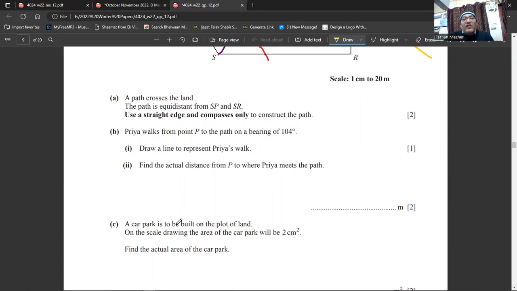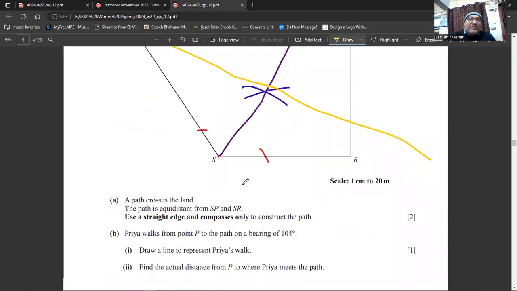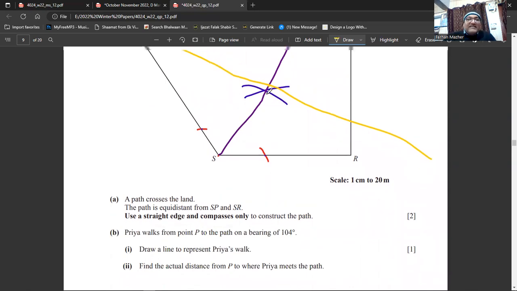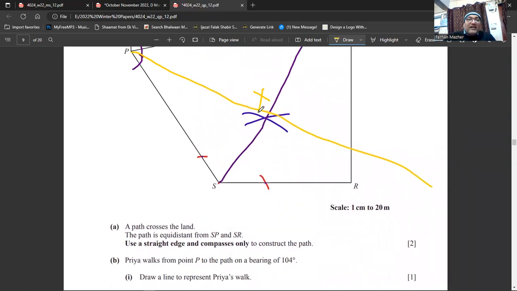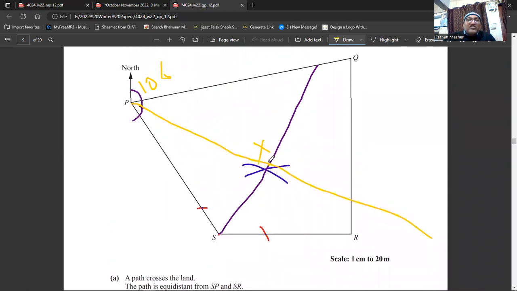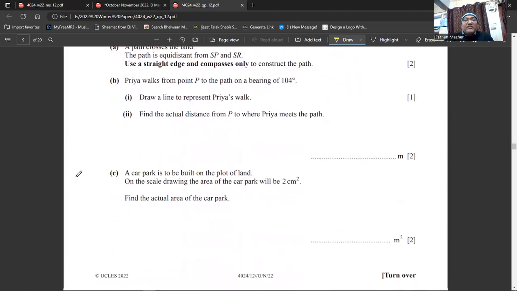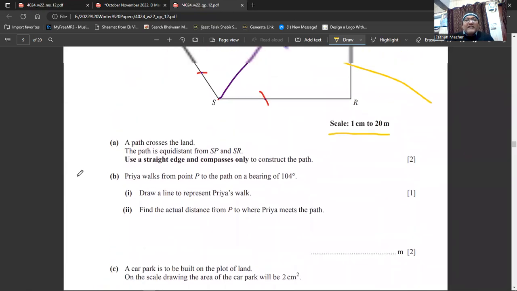Find the actual distance from P to where Priya meets the path. So this is that point. Let me call it X. And then I will check how much is this distance. Whatever this distance is, by using the scale given here, 1 centimeter to 20 meters, I will check how many centimeters it is. According to this scale, I can give the answer. So that's the A part and the B part.